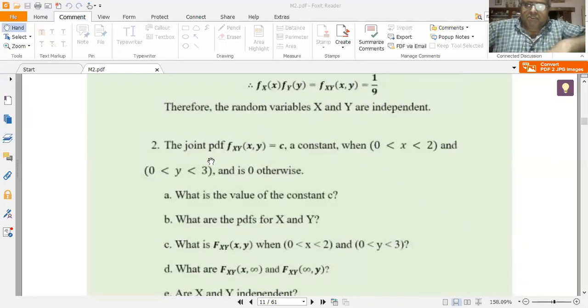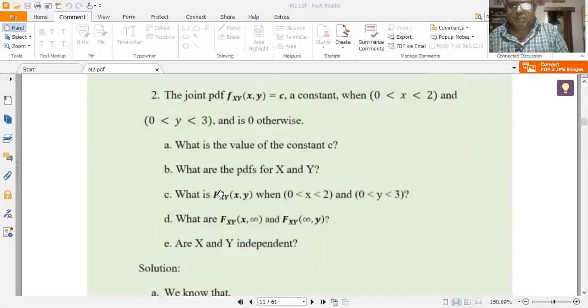So the problem statement goes like this. The joint PDF f_XY(x, y) is equal to c, where c is a constant, for x lying between 0 and 2 and y lying between 0 and 3. Apart from this range, f_XY(x, y) is equal to 0 otherwise. So f_XY(x, y) is equal to c for 0 < x < 2 and 0 < y < 3, and 0 otherwise.